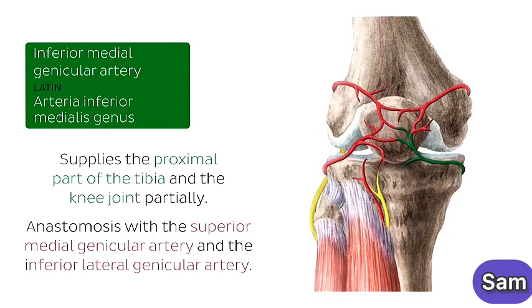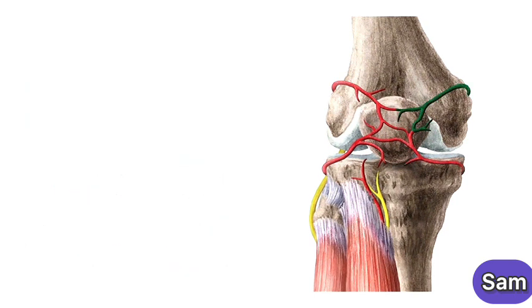And if we look here at the anterior view of the knee, you can clearly see the anastomosis happening. So this is the inferior medial genicular artery anastomosing with the superior medial genicular artery, as well as the inferior lateral genicular artery.